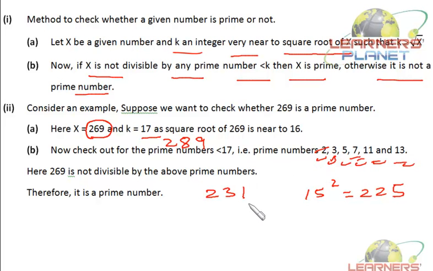It's not even, so it won't be divisible by 2. But yes, it will be divisible by 3 since the sum of digits, that is 2 plus 3 plus 1, is 6, which is divisible by 3. So the number 231 is divisible by 3. So it's not a prime number. Similarly, you can check for bigger numbers.